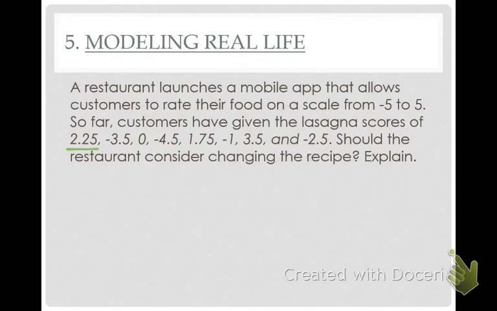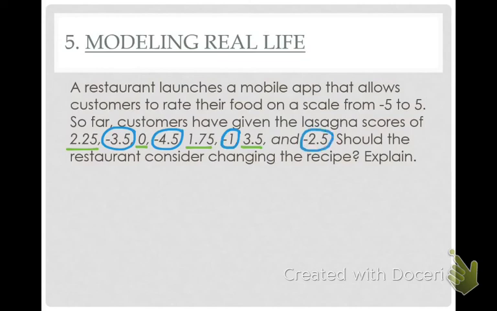2.25. What's the next positive? 0, well, 0 kind of cancels out because, I mean, we could say it, but it's not really positive or negative. 1.75, and what else? 3.5. Now, do you guys see any negatives there? Yes. Let's circle the negatives. What's the first one? Negative 3.5. What else? Negative 4.5. And negative 1. And negative 2.5. All right.